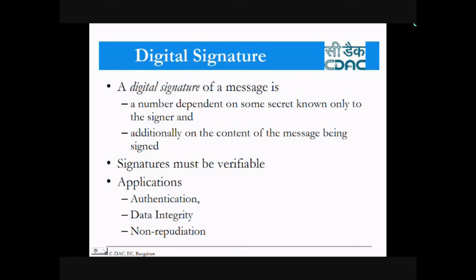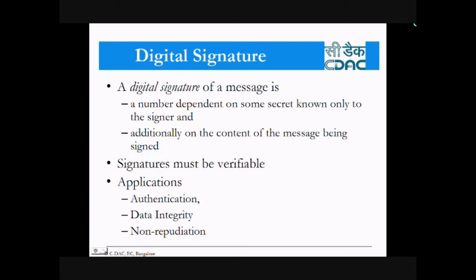So let me restate the two key features of a digital signature. Basically, for affixing a digital signature on a document, one requires a secret which is known only to the signer, and basically this will be a mathematical number which is known only to the signer. And also the signature of a message is tied to the content which is being signed. So these are the two points that one should remember.